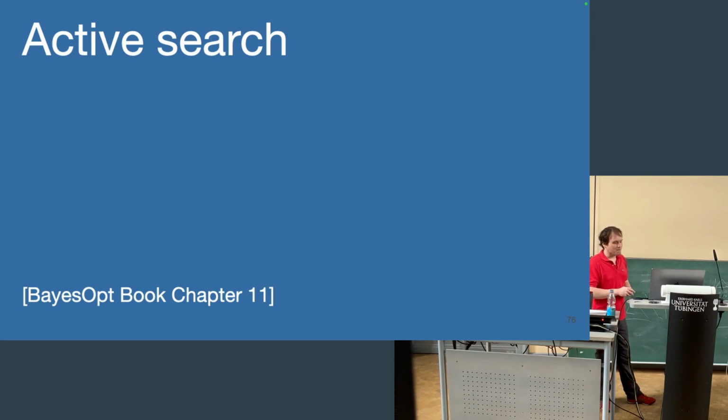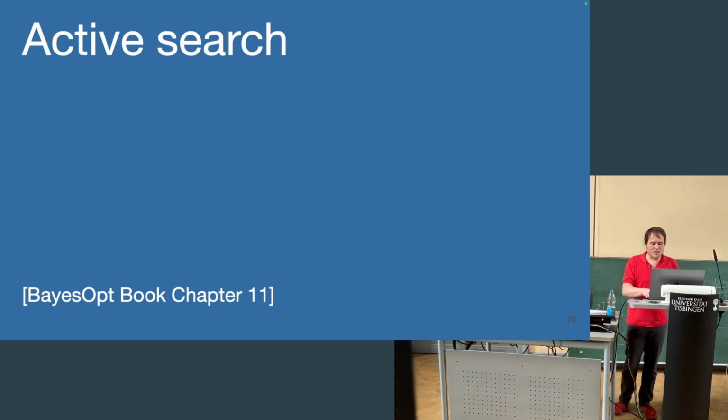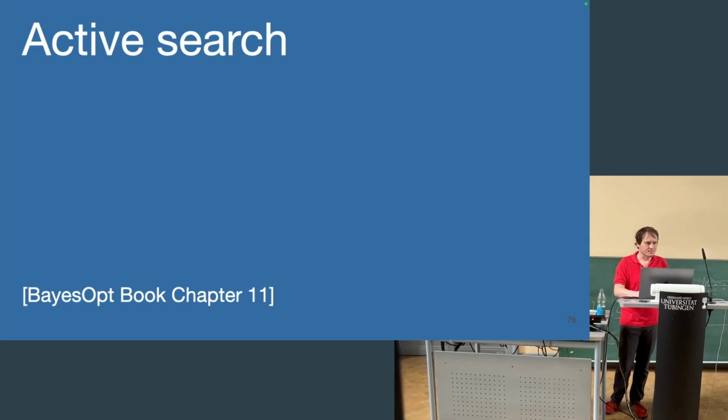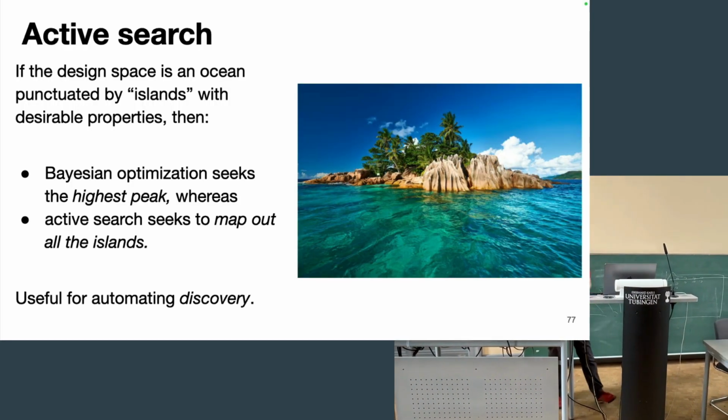OK. Now I'm going to switch gears and talk a little bit about a problem that I've also personally worked a lot on, which is called active search. It's related to Bayesian optimization.